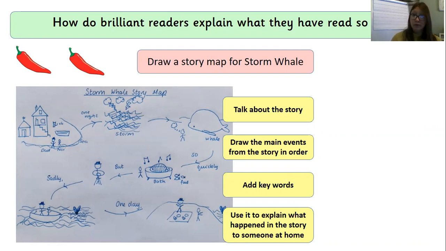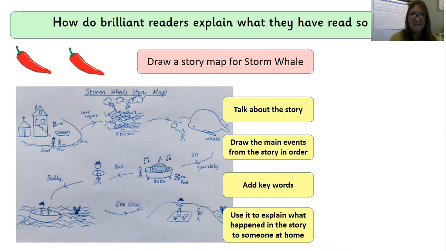You can either draw the pictures individually and put arrows in between them, or do an S-plan like we do at school. I would like you to add some key words to show that you've understood what's happening in the story. And finally, I would like you to use your story map to explain what happened in the story to somebody at home. If you would like to do the Two Chili Challenge, put me on pause now.